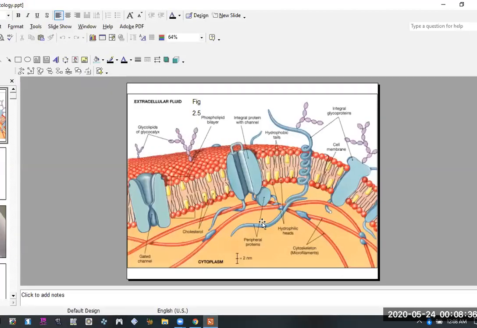Peripheral proteins, these are proteins that are found just to one side of the cell membrane. So that's what's meant by peripheral. And integral proteins pass completely through from one side all the way to the other, completely passing through the phospholipid bilayer. That is an integral protein of some type.